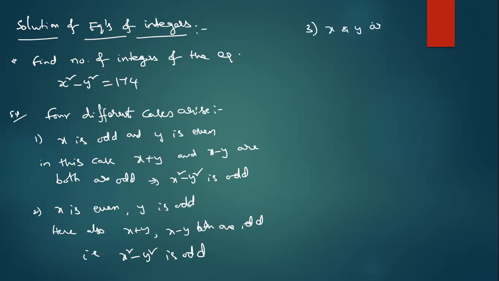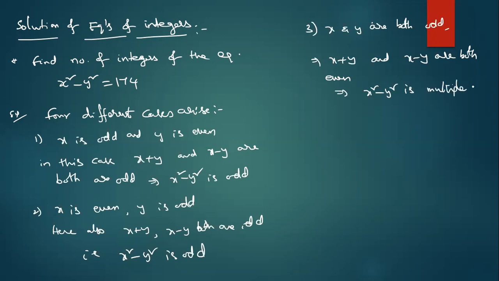Now the third case: x and y are both odd numbers. See clearly, x square minus y square means x plus y times x minus y. The sum of two odd numbers is even, and the difference of two odd numbers is even. So both factors are even. That means x square minus y square is a product of two even numbers, so it should be a multiple of 4.